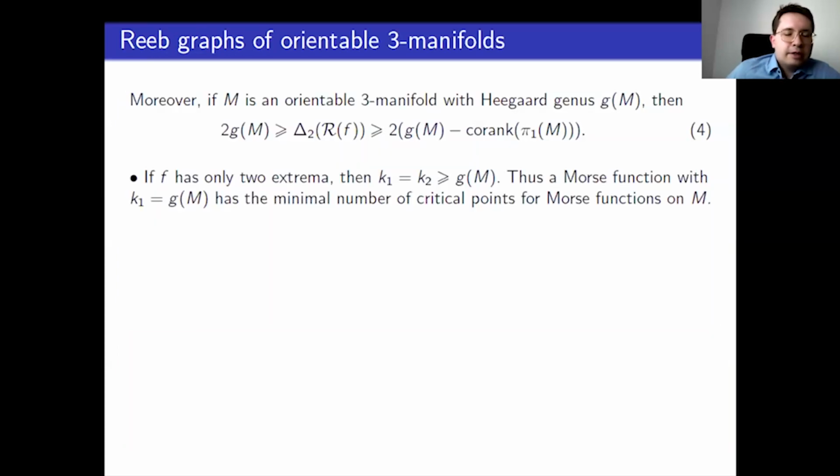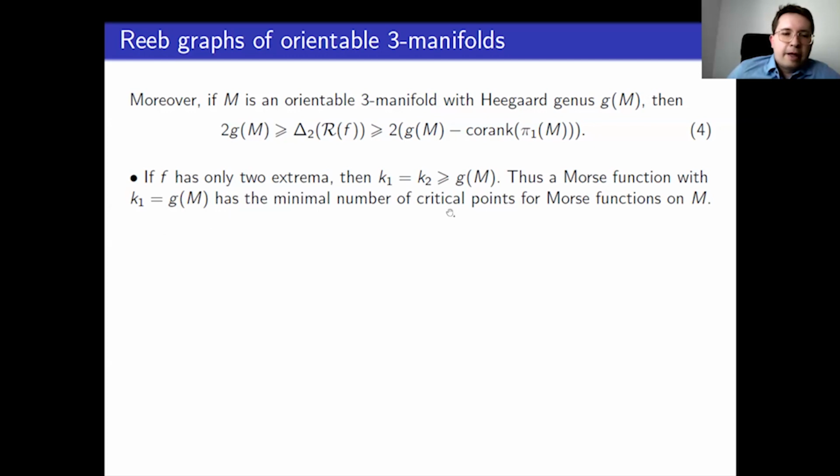Let us look at the case of three-dimensional manifolds, and in this case, all these three bounds can be improved by the following one using the Heegaard genus of a manifold. In fact, if we assume that the function has only two extrema, then the numbers of critical points of index 1 and 2 are equal and are bounded from below by the Heegaard genus.